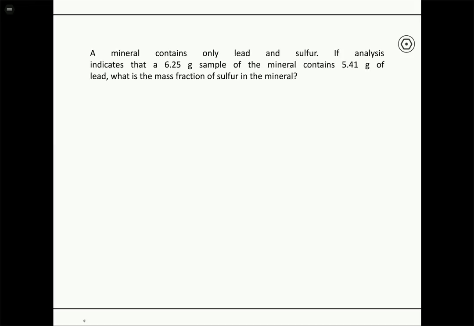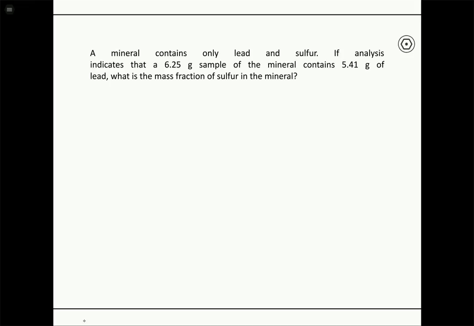Alright, so this first one here: a mineral contains only lead and sulfur. If analysis indicates that a 6.25 gram sample of the mineral contains 5.41 grams of lead, what is the mass fraction of sulfur in the mineral?